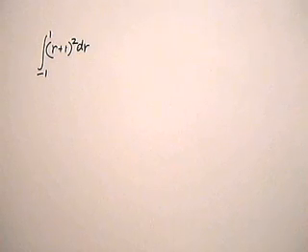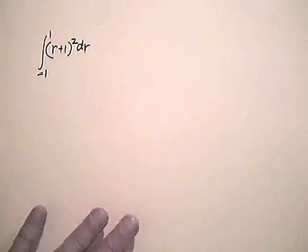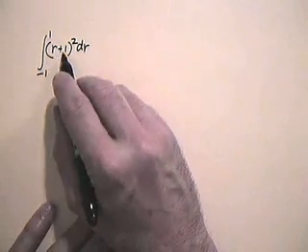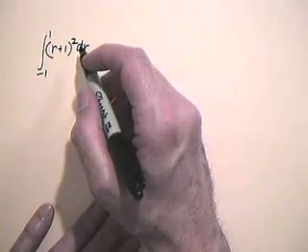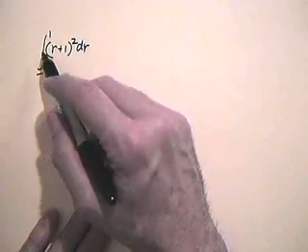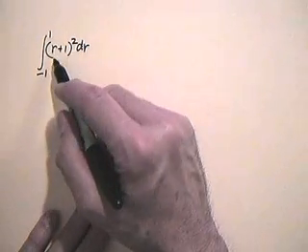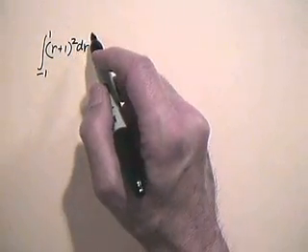Let's use the fundamental theorem of calculus to evaluate a definite integral. Here I want to evaluate the definite integral from -1 to 1 of the quantity r plus 1, all squared. What I begin by doing is asking myself, what can be an antiderivative of r plus 1 quantity squared?